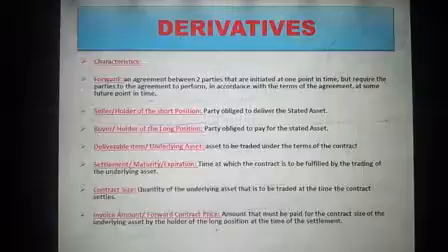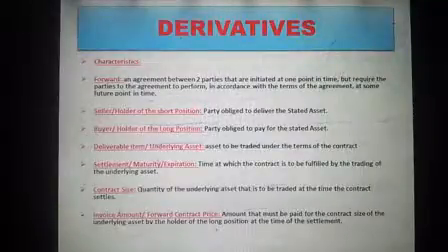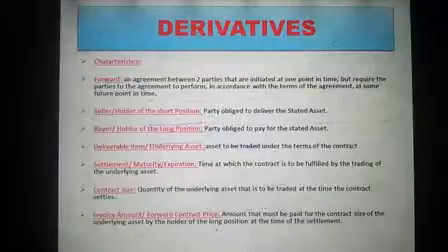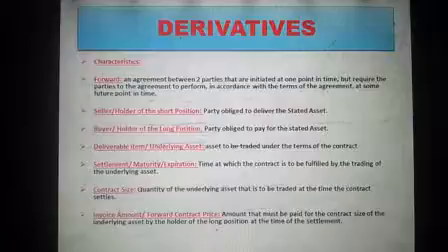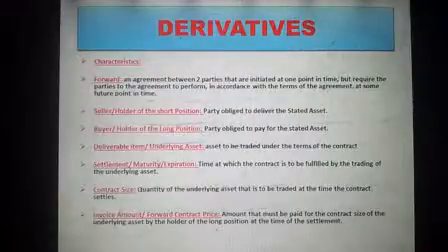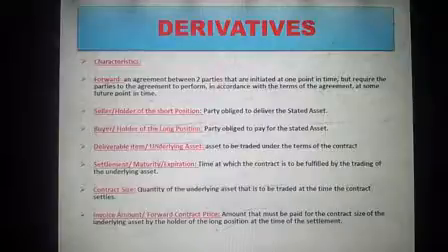Then you have settlement or maturity expiration. What is that? It is the time at which the contract is to be fulfilled by the trading of the underlying asset. And contract size is the quantity of the underlying asset. Invoice amount or forward contract price is the amount that must be paid for the contract size of the underlying asset by the holder of the long position at the time of settlement. You can make a note. It will be easy for you. Let's move further.